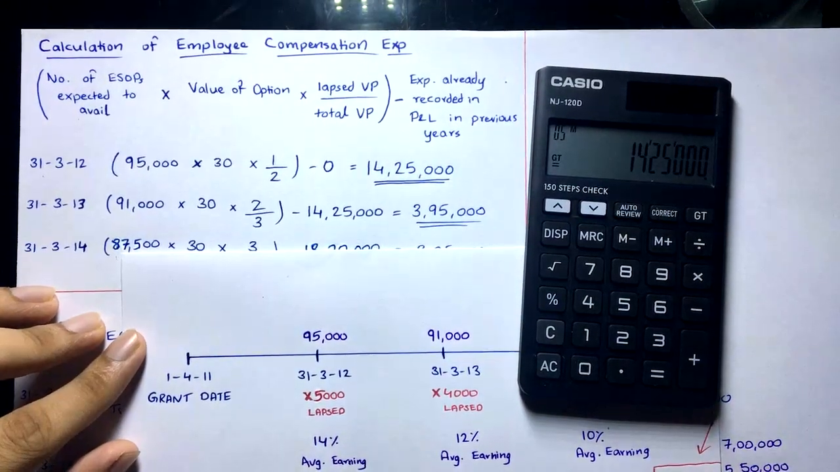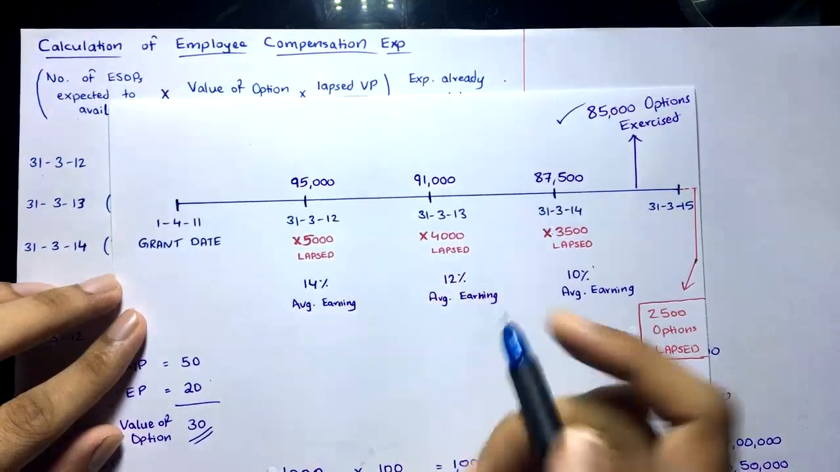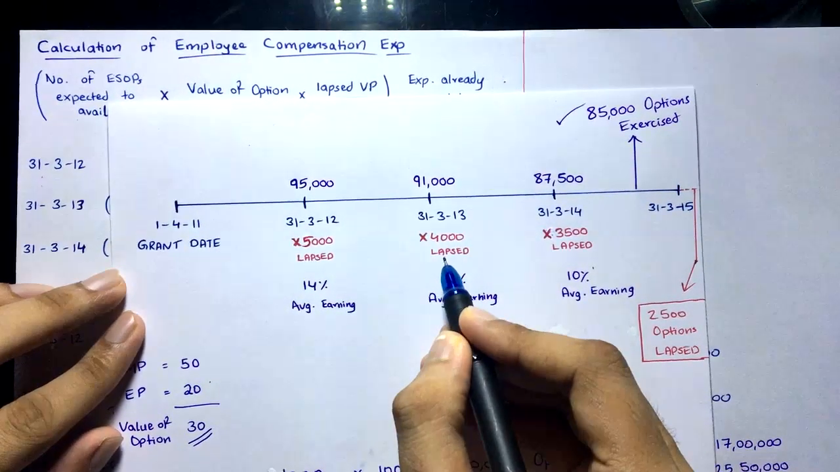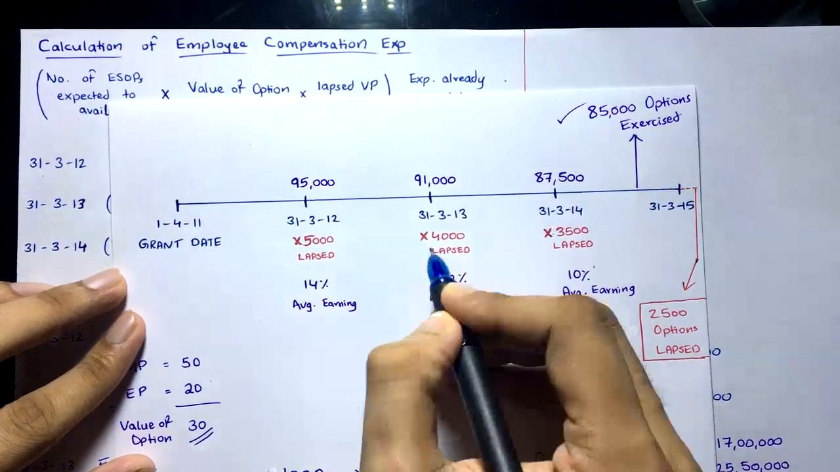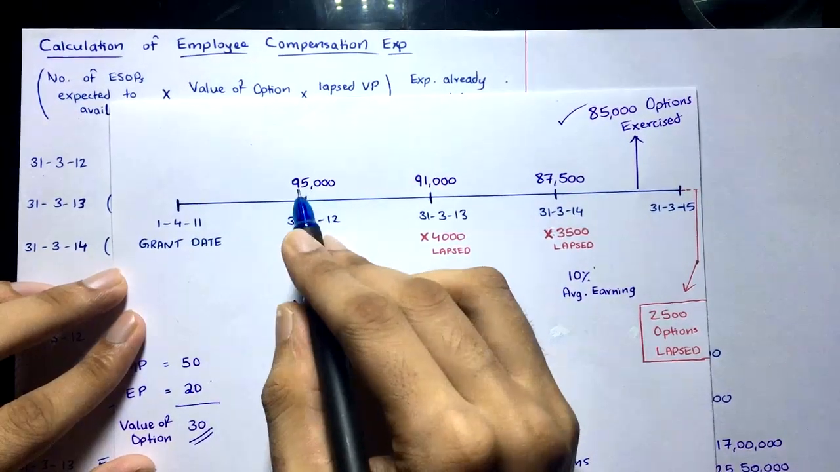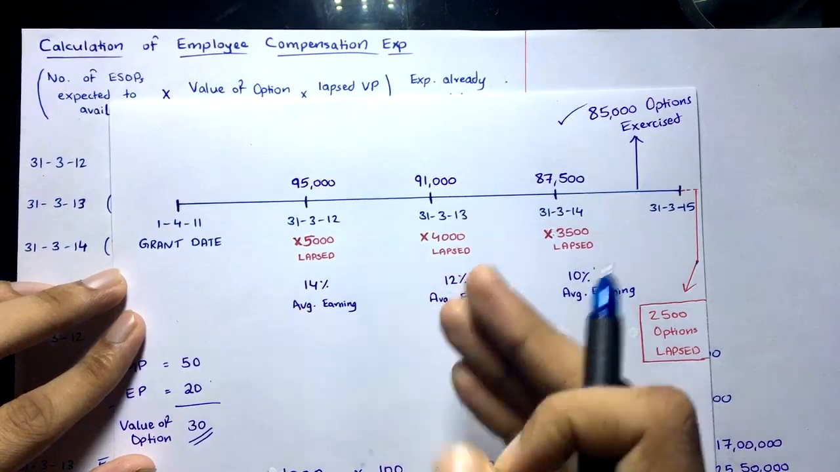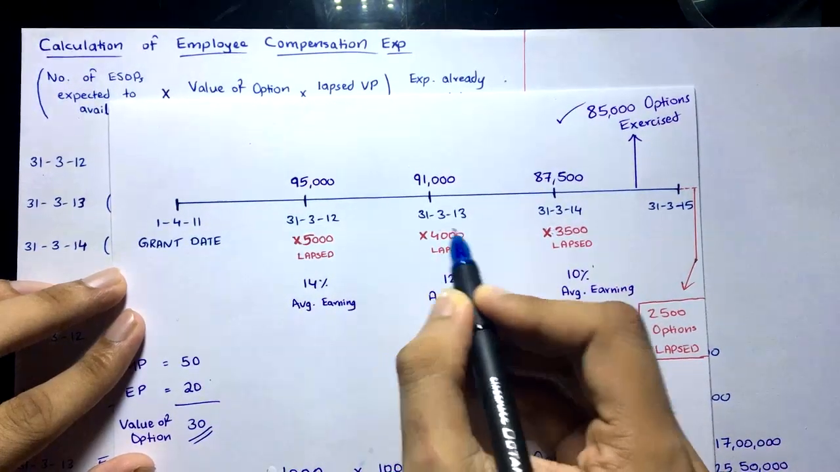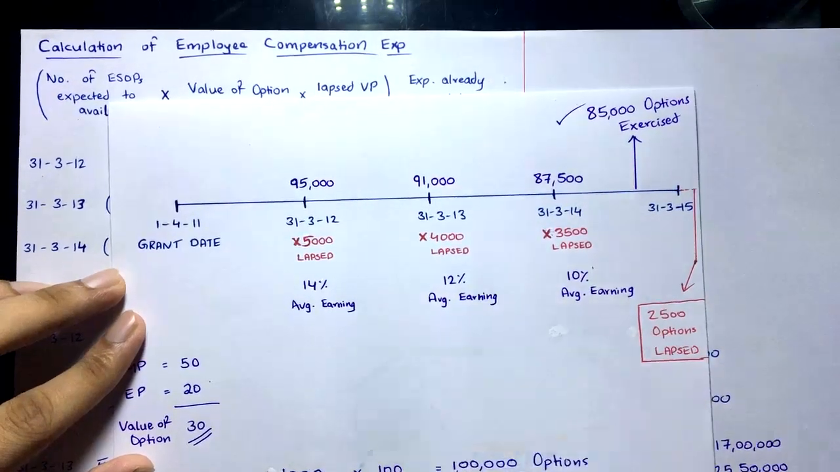Is that clear? Yes. Then we reach to the end of year 2. At the end of year 2, we come to know that 4,000 options have been lapsed. So the remaining options are 91,000. Why? Because 95 minus 4 is 91,000. पहले साल बचे थे सिर्फ 95, इस साल क्या हुआ, सोचो हम present में हैं, we are in the present now at the end of year 2, right? So 4000 options have been lapsed, so the remaining is 91,000.